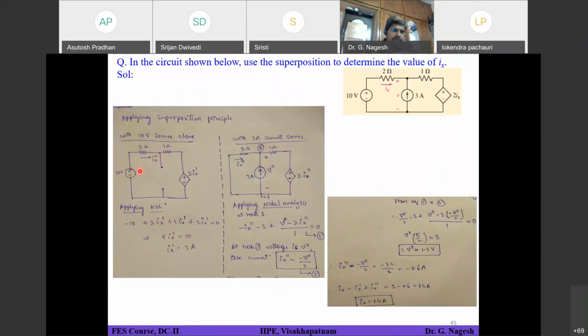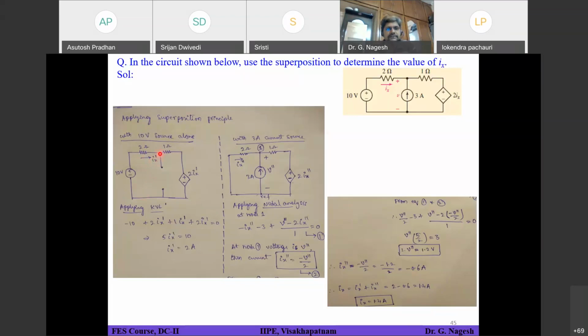Now you apply KVL to this thing. Open circuit doesn't mean that voltage is 0. Open circuit current is 0, but voltage will exist at this point at node 1. So how to find out the voltage? You have to apply KVL for this loop. Let's say I will call the voltage in circuit 1 as V dash. So what will be the KVL for this loop? Minus 10 plus 2 into Ix dash plus V dash is equal to 0. Is it clear? This is V dash.